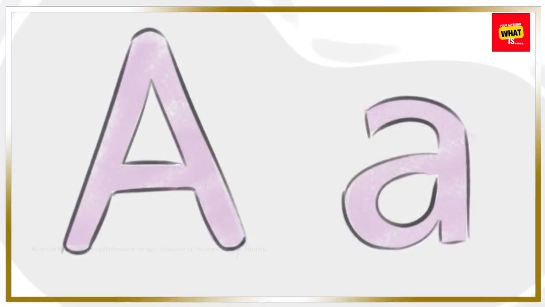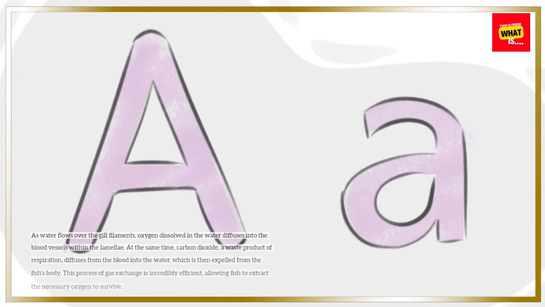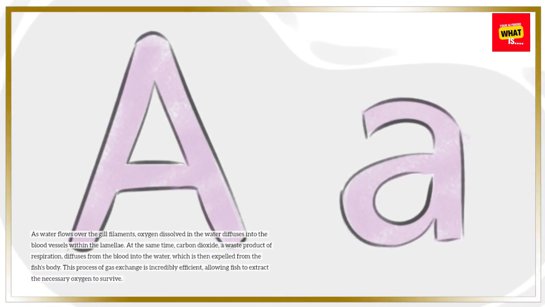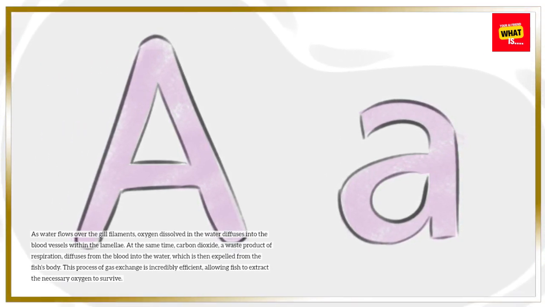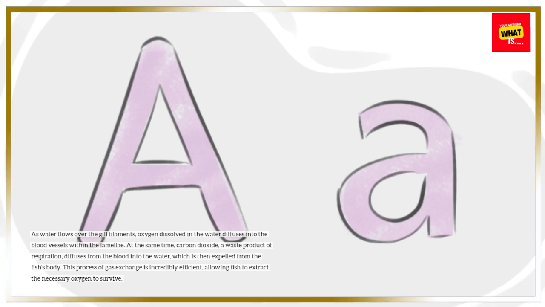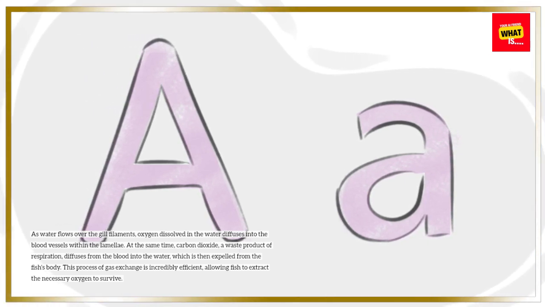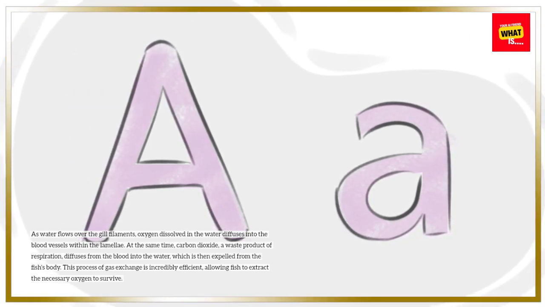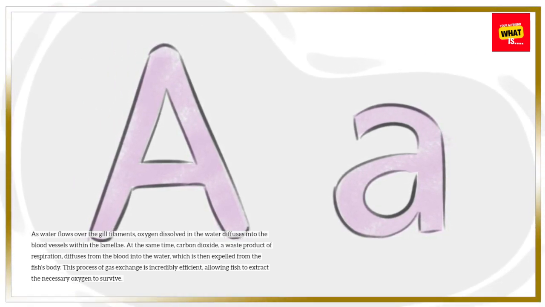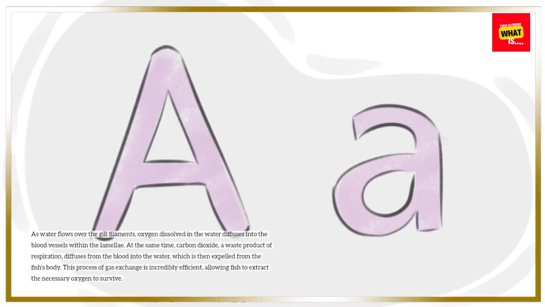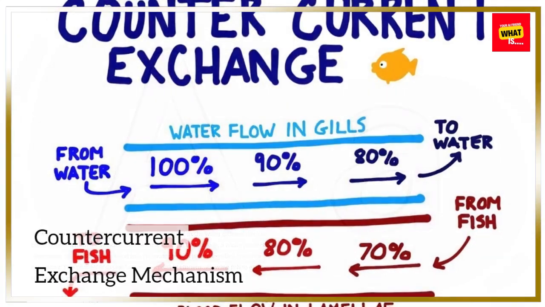Oxygen extraction process. As water flows over the gill filaments, oxygen dissolved in the water diffuses into the blood vessels within the lamellae. At the same time, carbon dioxide, a waste product of respiration, diffuses from the blood into the water, which is then expelled from the fish's body. This process of gas exchange is incredibly efficient, allowing fish to extract the necessary oxygen to survive.